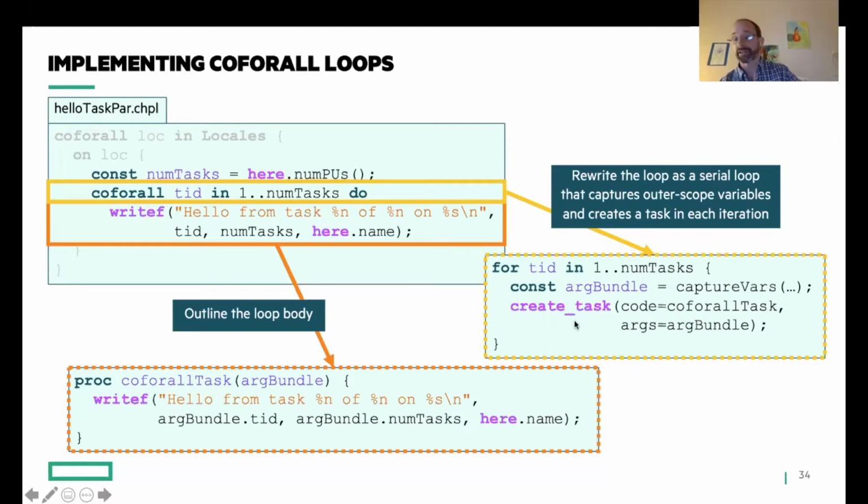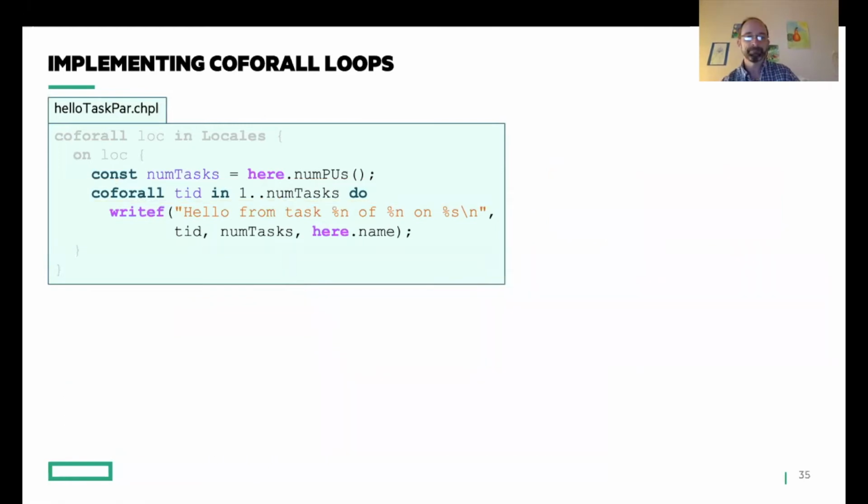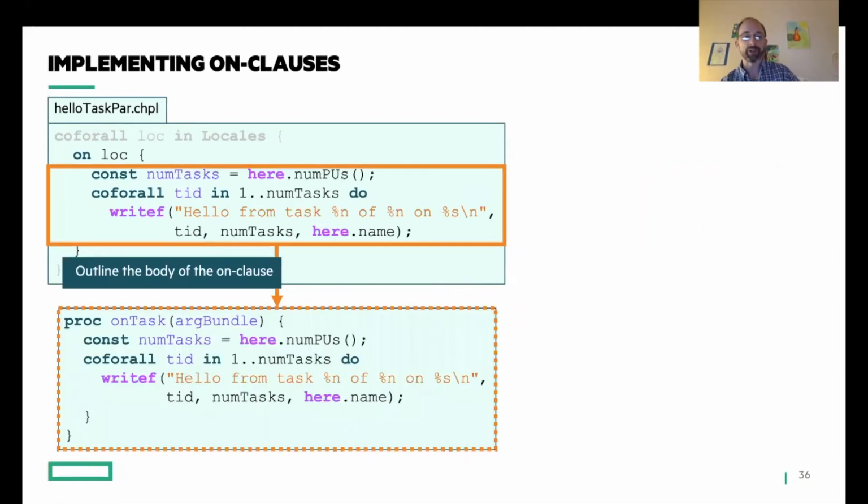And this create task is essentially a call down into our runtime, which can create that using a lightweight tasking layer like qthreads or a pthread per task, or however you want to map it down to the system. All right, so that's how we implement COFORALL loops. Let's also look at how we implement on clauses. They're actually a little bit more interesting.